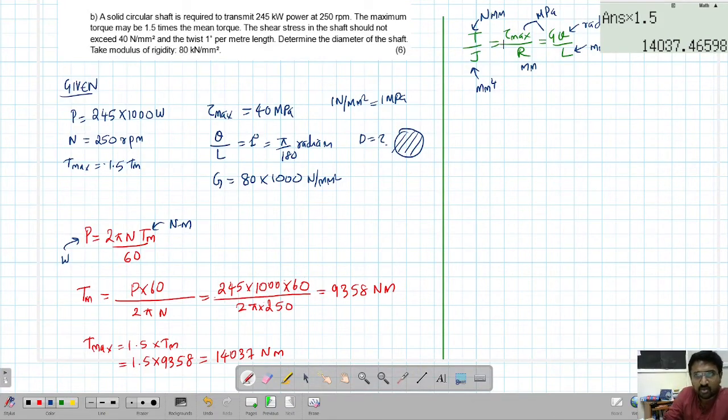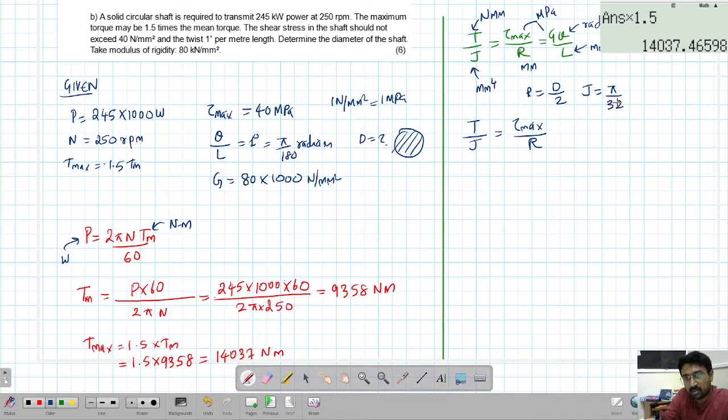Now we just have to use this equation two times. We'll use these two to find one value of T, and we'll use these two to find another value of T. So first we'll use T by J equal to tau max upon R. Here R is nothing but capital D by 2. D we don't know, and J is nothing but pi by 16 into D to the power 4. Sorry, pi by 32.